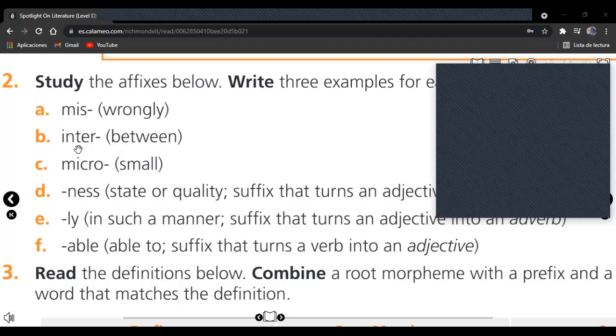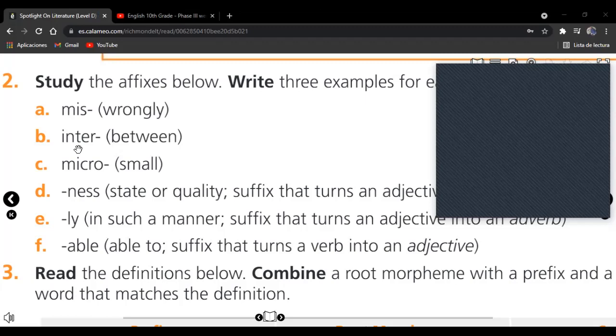International, thank you, Mariela. Internet, yes. International, internet, intercommunication, interlocutor, international, between the nations, right? International, etc. With micro.